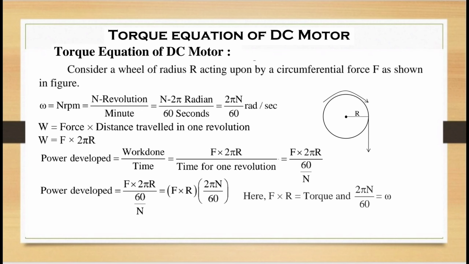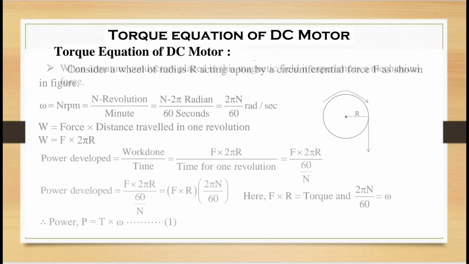Here F into r is torque and 2 pi n by 60 is angular speed. Therefore, finally power P equals torque into angular speed, that is T into omega. Take it as equation 1. So this is the relation between power and torque.